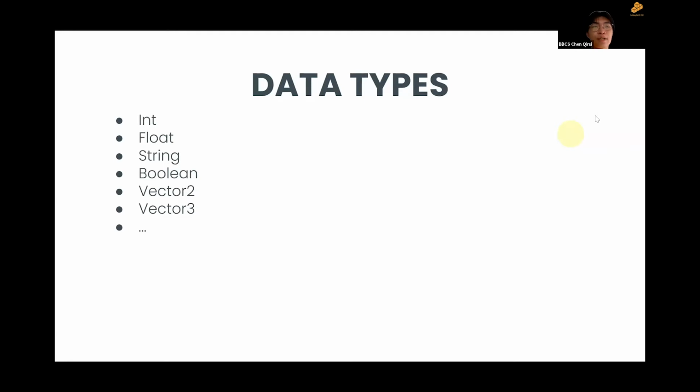Float refers to a kind of decimal. Strings are text. Boolean is true or false, or it can be 1 or 0. Then there are also data types that are special in Unity, like Vector2 and Vector3. Vector2 contains the coordinates of x and y, like a tuple of the x and y values. Then Vector3 is the XYZ direction.